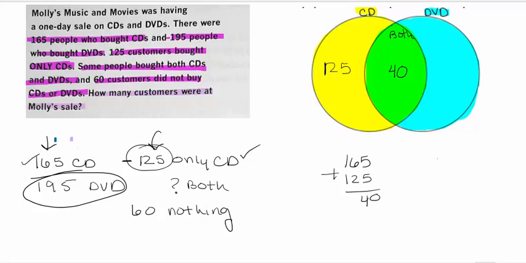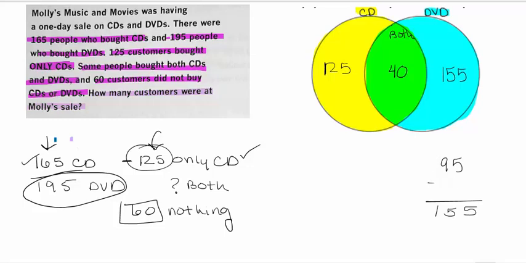So there's 195 people that bought DVDs altogether. So we're going to do 195, take away 40. So there's 155 left. So 155 people bought only DVDs. So 155 plus 40, yes, that's 195. All right, and then we had one more group that we didn't include yet, the 60 people that bought nothing. So the 60 that bought nothing would go here.